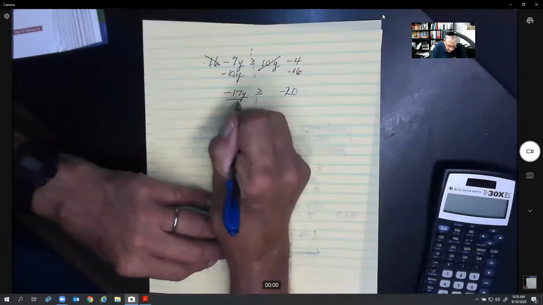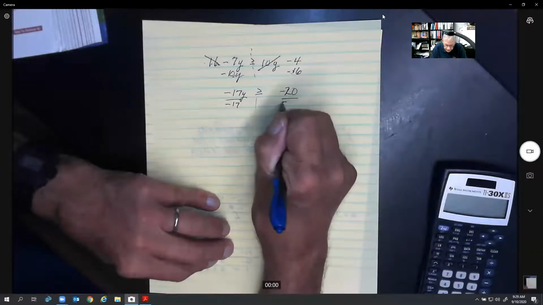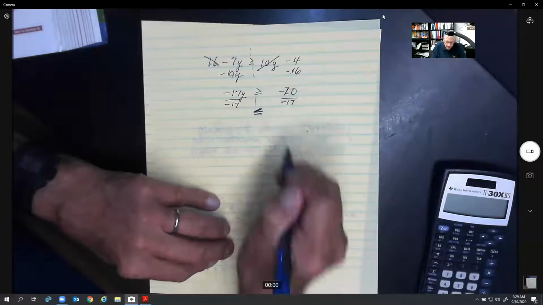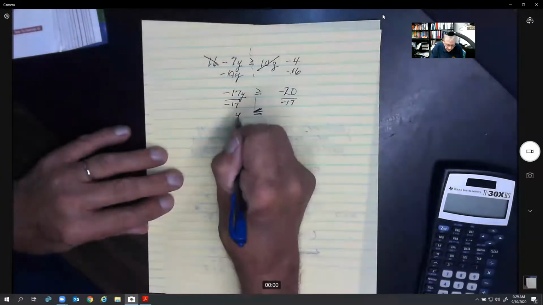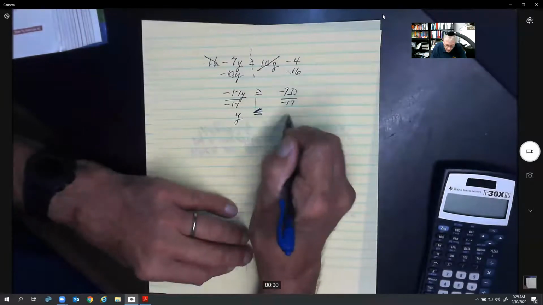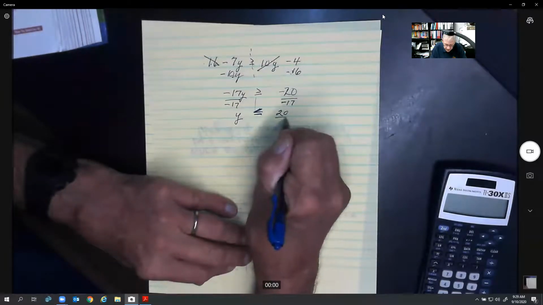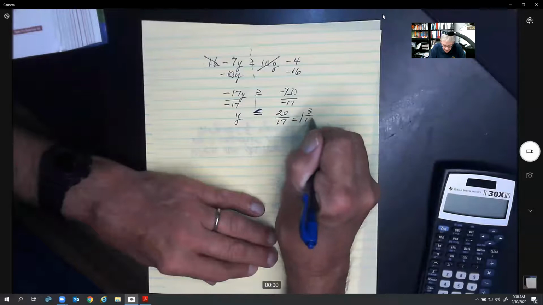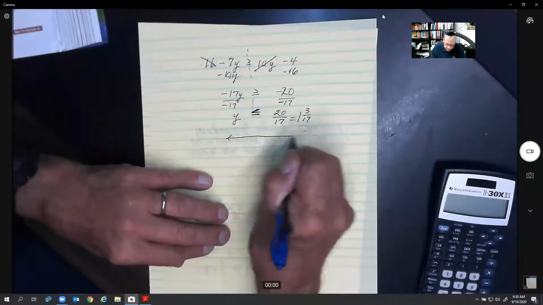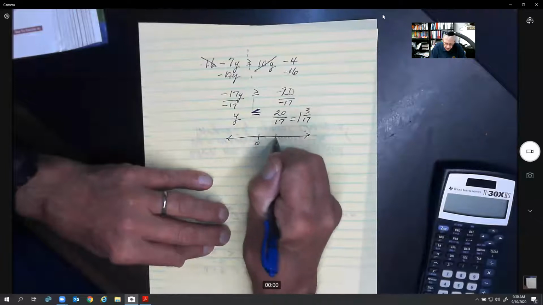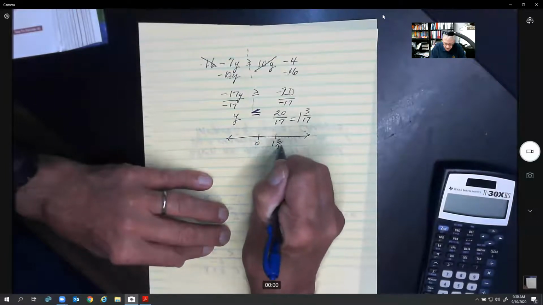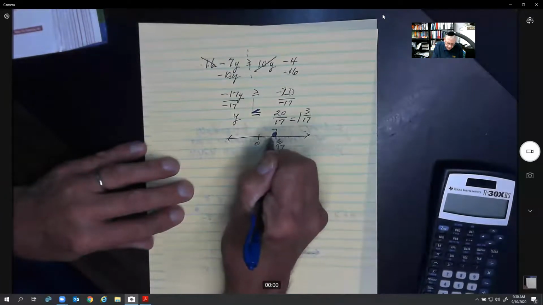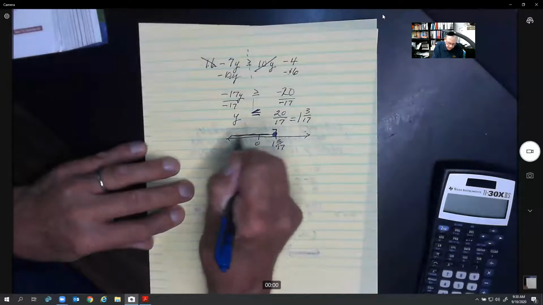But when I divide by the negative 17, this symbol right here is going to change, and you want to make sure you change it. So we have y is less than or equal to 20 over 17, a negative divided by a positive, or 1 3/17. So if I was to graph this, here's 0, here's 1 3/17. The symbol is going to be a solid line, or I could put a solid bracket going this way.